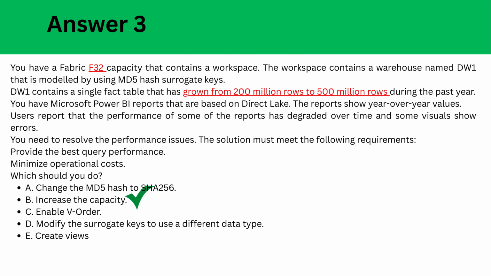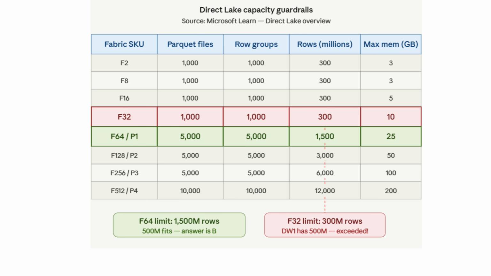Here's your exam rule. Memorize this table. F2 through F32, 300 million rows. F64, 1.5 billion. F128, 3 billion. F256, 6 billion. When you see a question about Direct Lake performance degradation plus visual errors, immediately check the row count against the SKU guardrail. If it's over the limit, the answer is almost always increase the capacity.